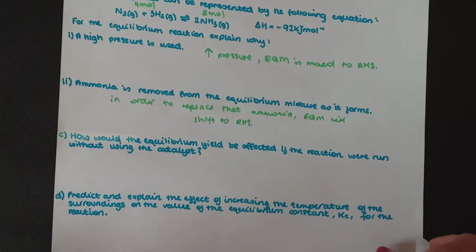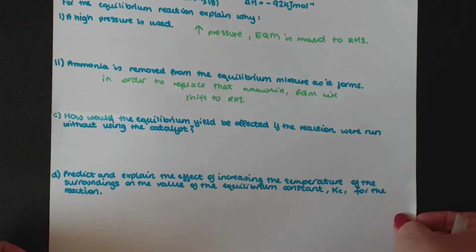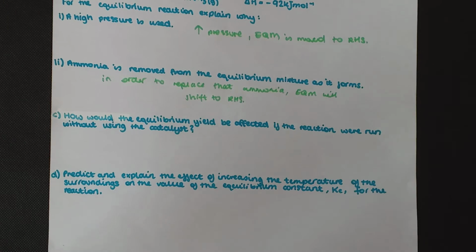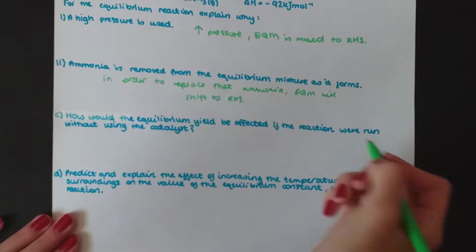Part C says, how would the equilibrium yield be affected if the reaction were run without using the catalyst? So the equilibrium yield would not be affected at all.